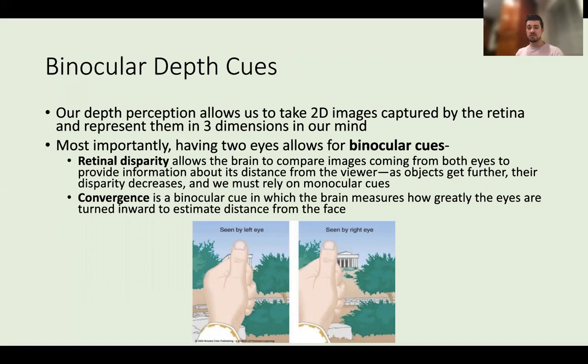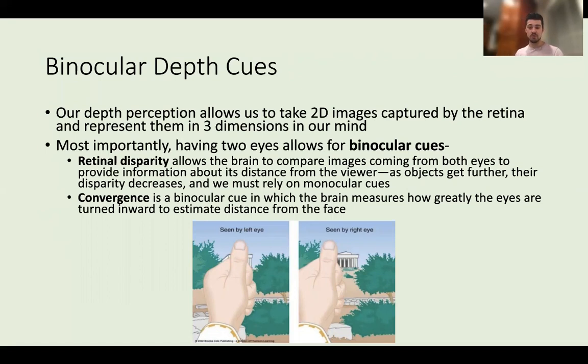And this is what I was talking about before, how we can take advantage of having 2 eyes. Retinal disparity allows the brain to compare images coming from both eyes to provide information about its distance from the viewer. As objects get further, the disparity decreases, and we must rely on monocular cues. So it's only for objects that are pretty close, because the farther you go, the harder it is, since your eyes are only so far apart. The farther you go, the harder it is for either eye to tell that there actually is a disparity between the two.